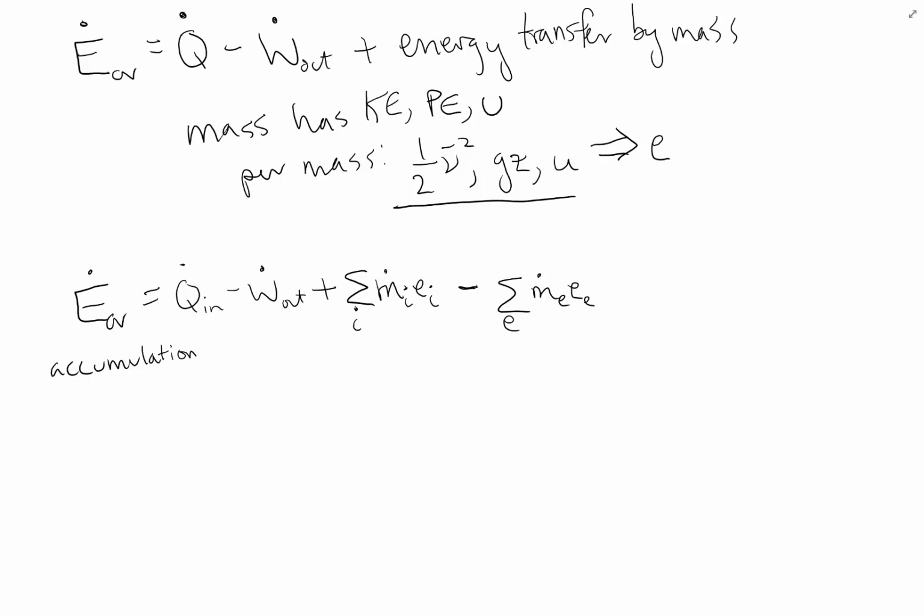Once again, the accumulation is equal to the transfers. The difference between the rate at which energy comes in and the rate at which energy comes out is equal to the rate at which energy accumulates inside the box. So we can have energy transfers due to heat transfer, due to work, and due to mass, because mass has its own energy. Mass has an internal energy, a kinetic energy, and a potential energy.